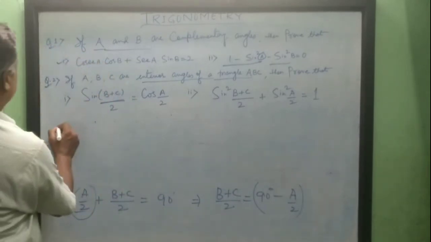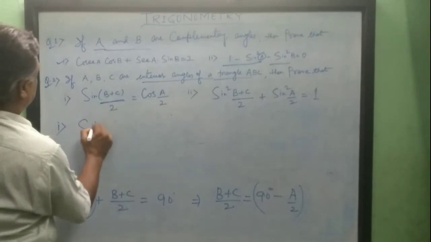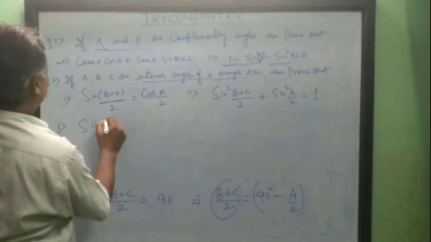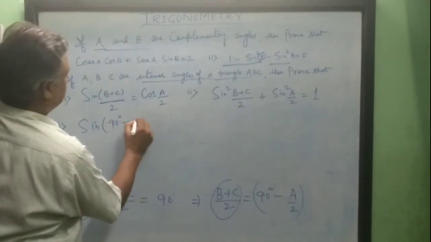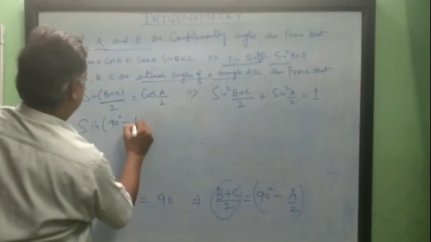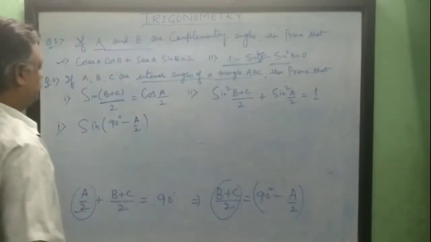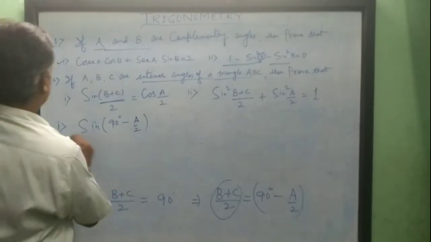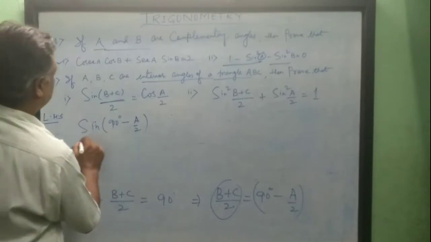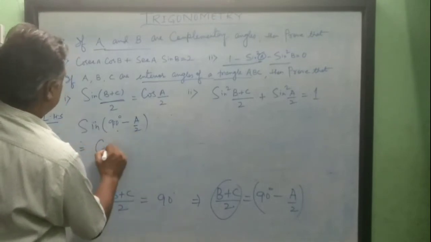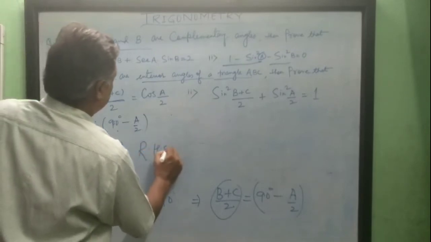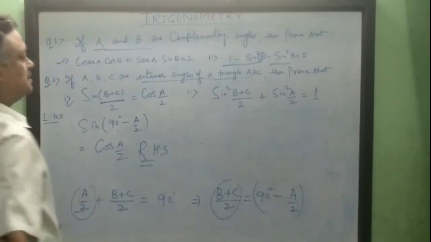So number 1 is sine B plus C by 2 is equal to 90 degree minus A by 2. So this is our LHS. So sine 90 minus theta is cos theta. This is our RHS. First question is done.